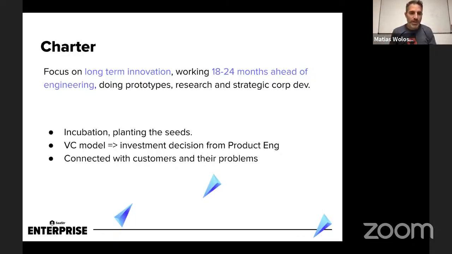So I call this planting the seeds, and it's similar to how a VC model works, where startups go and make a pitch or business case of why we should invest in something. So it works in that way too, and that's how we fund. Not just a small team bootstrapping. Maybe we prototype something, and then at some point we decide to invest in that idea, because we showcase it to the leadership team, and it's a good investment.